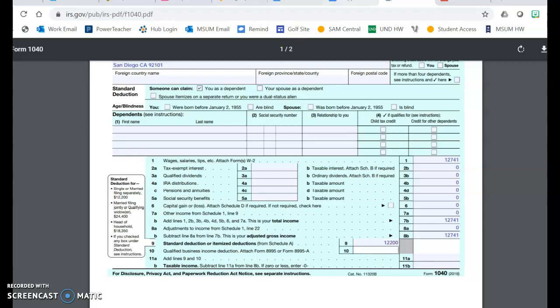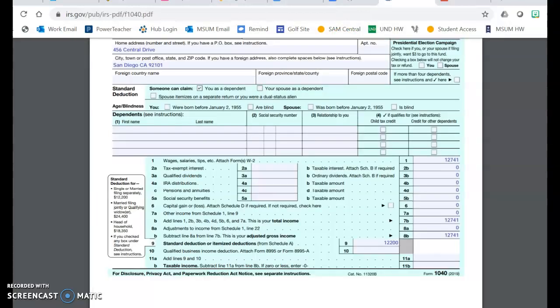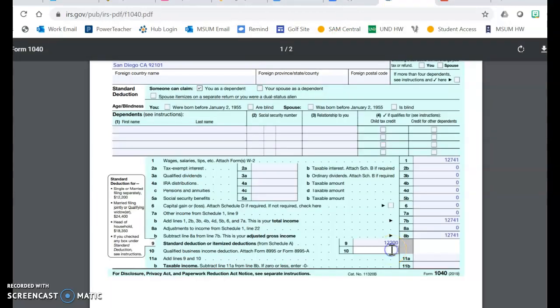For line 10, let's look. Assume no qualified business income deduction. So we're going to go ahead and put 0. For 11A, it says add lines 9 and 10. Well, 12,200 plus 0 is just going to be 12,200.